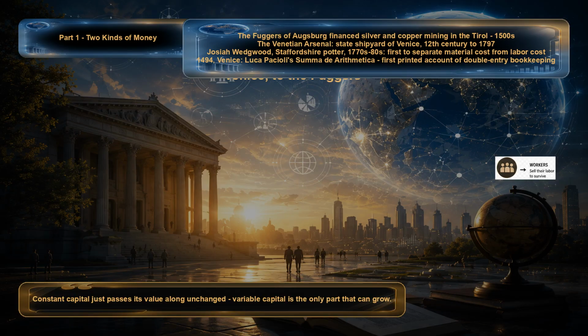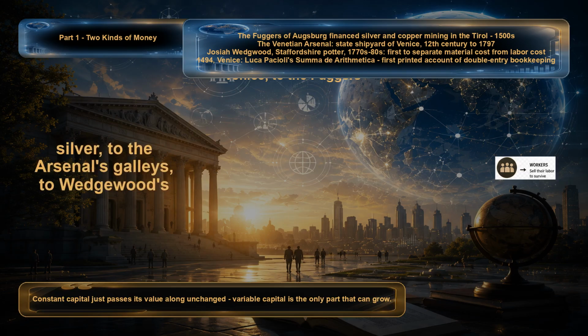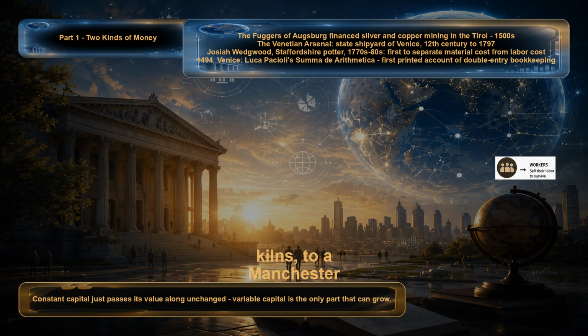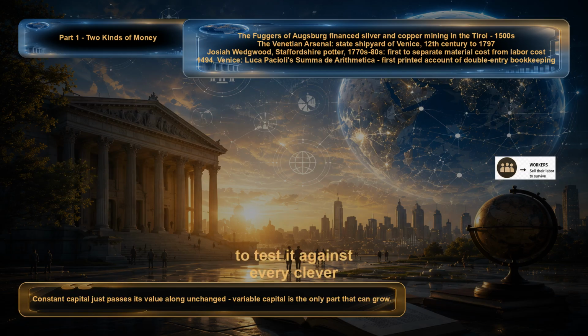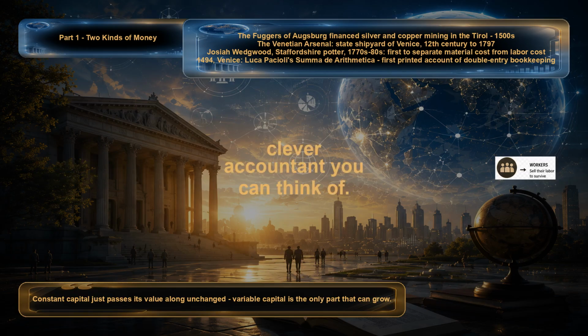From Pacioli's ledger columns in Venice, to the Fuggers' silver, to the Arsenal's galleys, to Wedgwood's kilns, to a Manchester spinning mill, the same two piles keep sorting themselves out, across 5 centuries, in 5 completely different industries. Hold that distinction carefully, because Part 2 is going to test it against every clever machine, and every clever accountant you can think of.